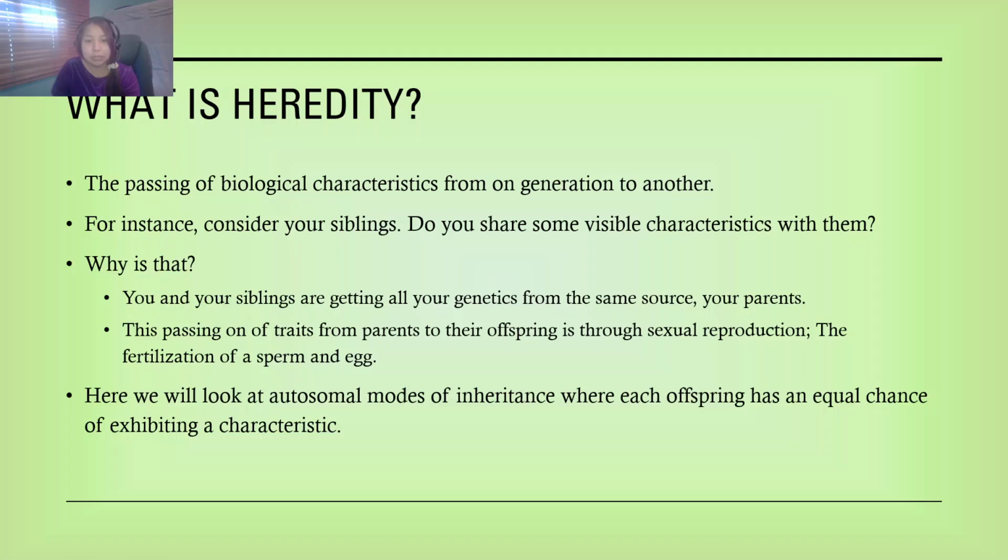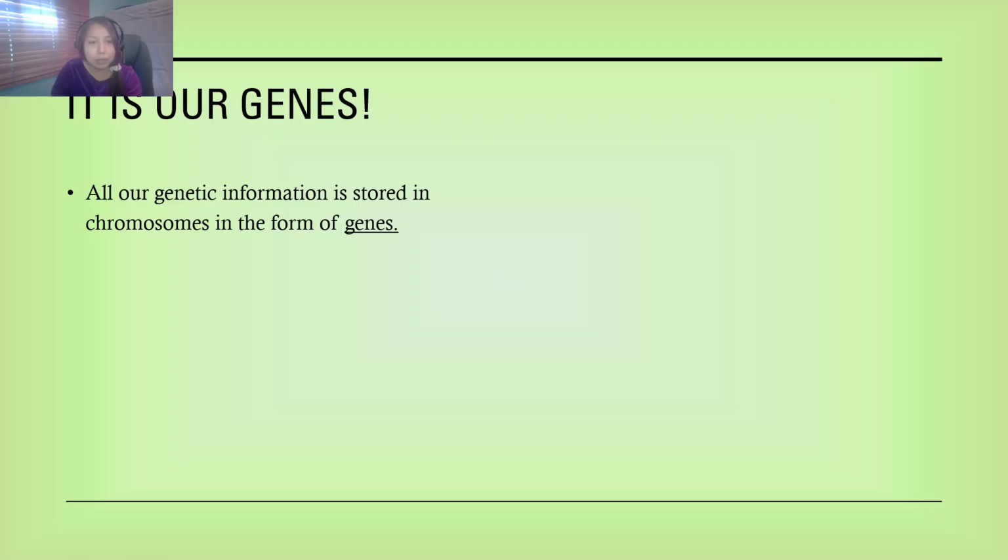This passing on of traits from parents to their offspring is through sexual reproduction, the fertilization of sperm and egg. However, this doesn't account for asexual reproduction, such as in bacteria. And here we will look at autosomal modes of inheritance, where each offspring has an equal chance of exhibiting a characteristic. So what about our genes?